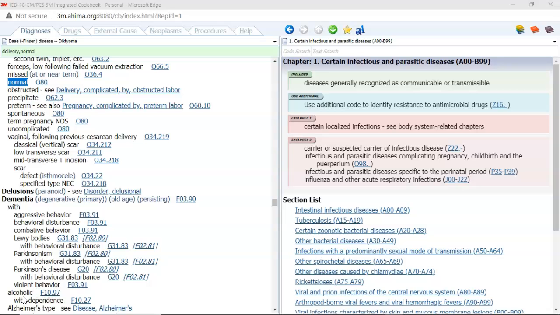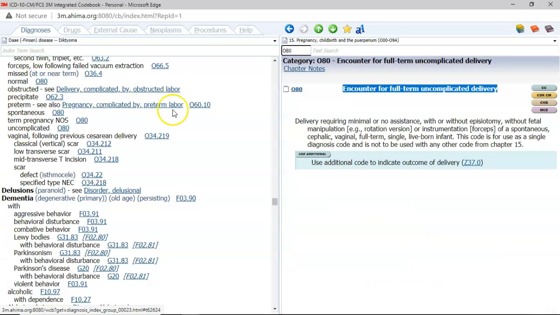This is a continuation of the lectures covering chapter 22 in your textbook. If you would, turn to page 541. And we're talking about a normal delivery. In the index, we put in delivery and normal, and you will see that it takes us to code O80. Now we have a very limited definition of what qualifies as a full-term uncomplicated delivery.